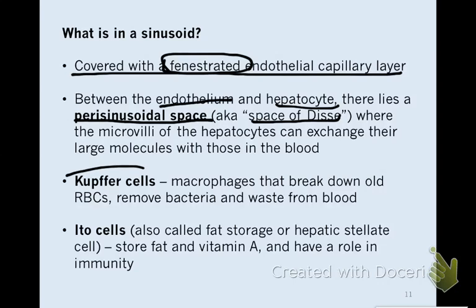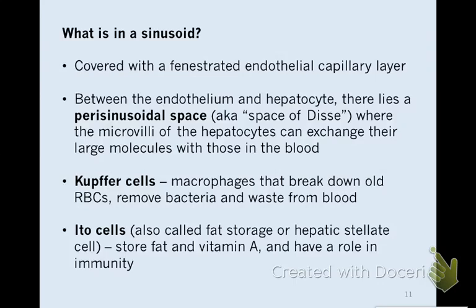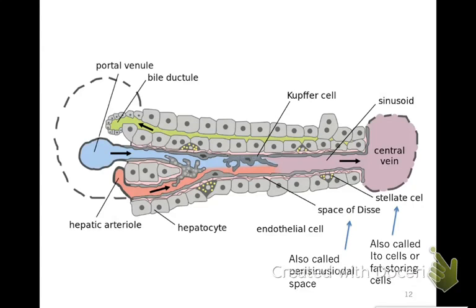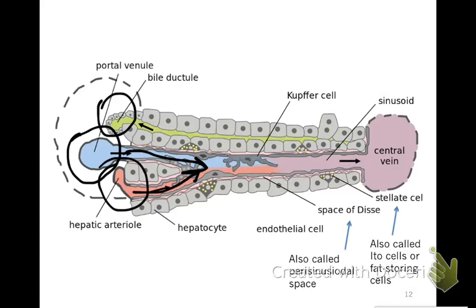In addition, there are two other types of cells: Kupffer cells, which are macrophages that break down old RBCs, and Ito cells, which store fat and vitamin A, and they also have a role in immunity. So let's take a look at this diagram. I really like this diagram, and I think it's a great way to study hepatic physiology or liver physiology. Here we have the portal triad. We've got the bile ductule, the portal venule, and the hepatic arteriole. And here we can see the oxygenated blood mixing with the deoxygenated blood, and then headed toward the central vein, which will eventually drain into the hepatic vein.